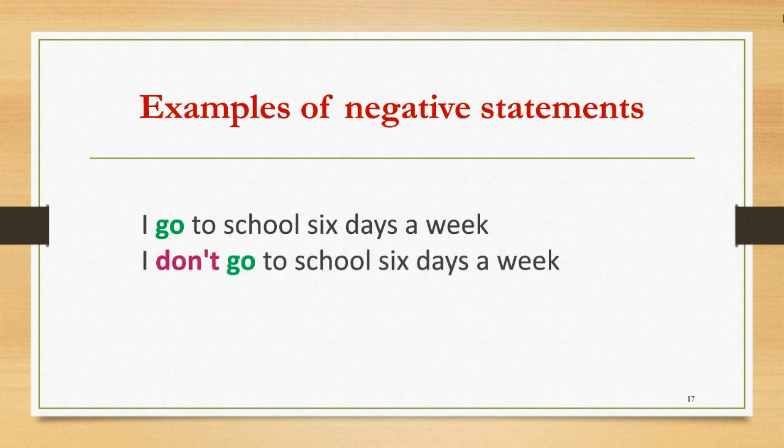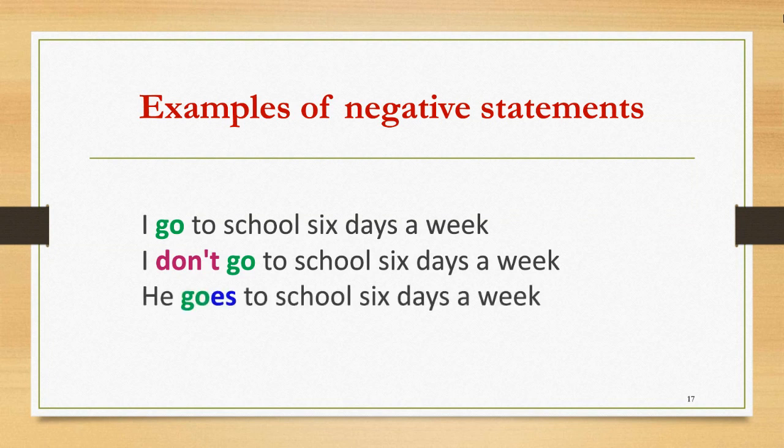The negative statement for this sentence is I don't go to school 6 days a week. We add don't and we keep the verb go in its infinitive form. With he, the verb go takes an es. It's an irregular verb, and the verb ends with a vowel o, so we add es. He goes to school 6 days a week.